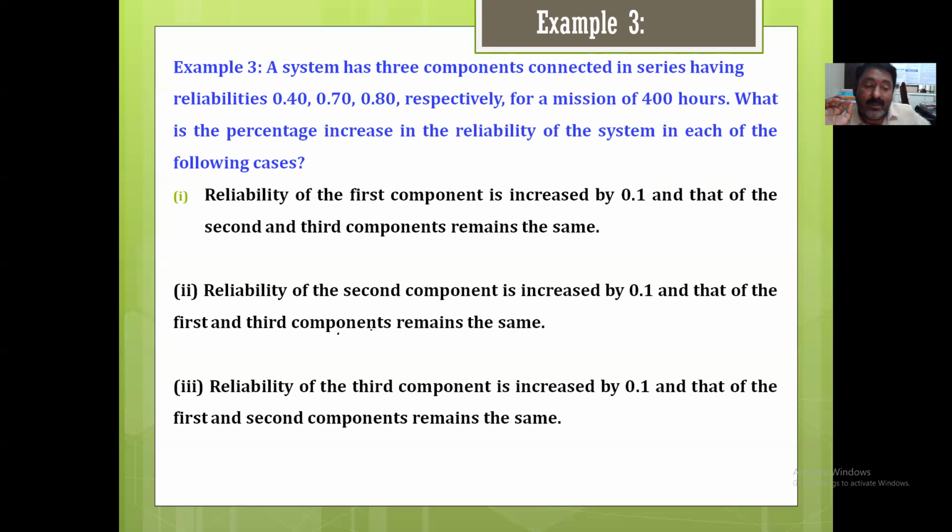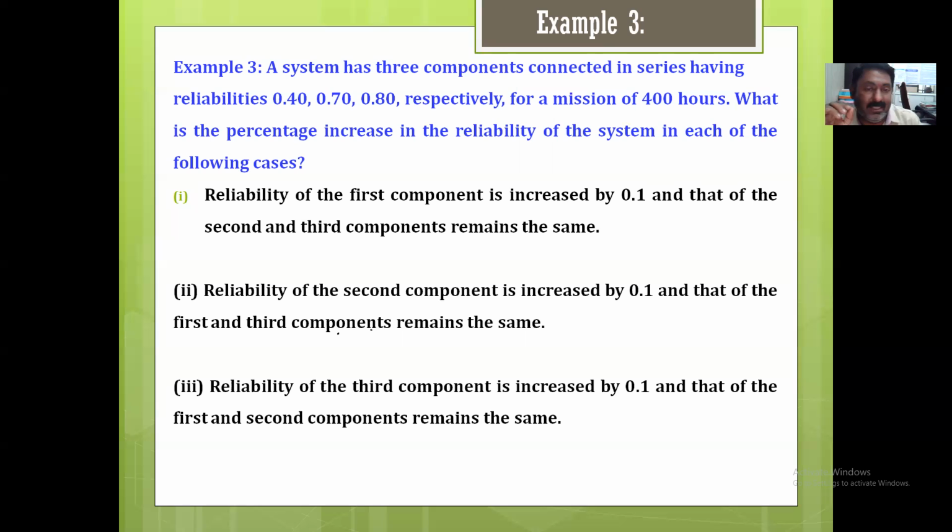Reliability of the first component is increased by 0.1, and that of the second and third components remains the same. Reliability of the second component is increased by 0.1, and first and third remain the same. And reliability of the third component is increased by 0.1, and first and second remain the same. What is the problem? Try to understand, friends.